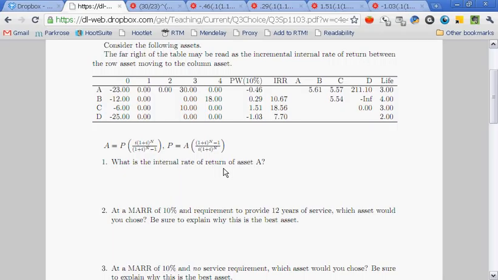So you know that your best choice when you're trying to provide 12 years of service is to choose asset C. The final question is what you get when you're trying to get your asset that provides you the greatest benefits when 20% is the minimum acceptable rate of return.